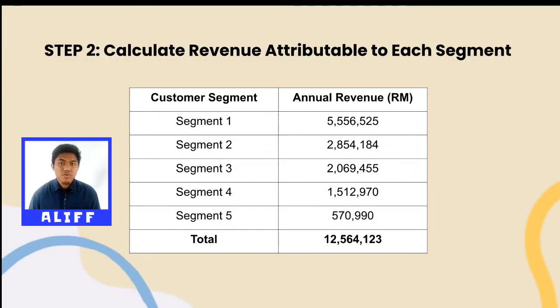Okay, next for step 2 is calculate revenue attributable to each segment. From the table, it shows the annual revenue for each customer segment of the hotel. So, segment 1 has the highest annual revenue while segment 5 has the lowest annual revenue.